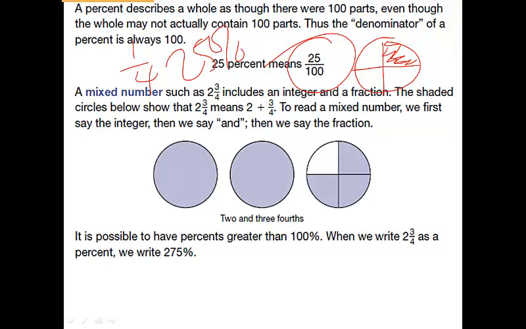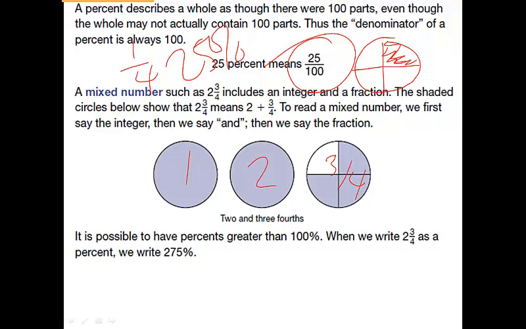A mixed number such as 2 3/4 includes an integer and a fraction. The shaded circles below represent wholes. So there's a 1, 2, and 3/4. So we'd say that 2 3/4.